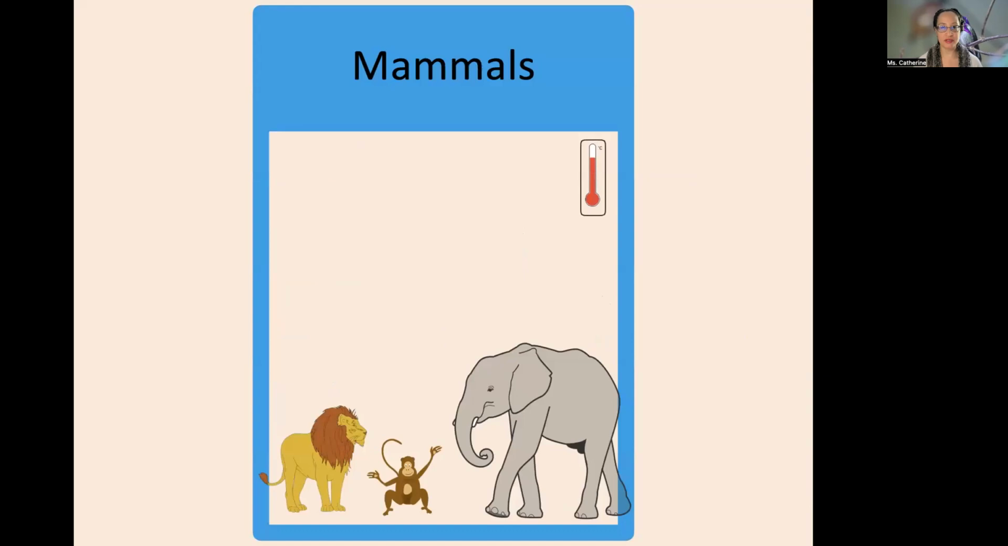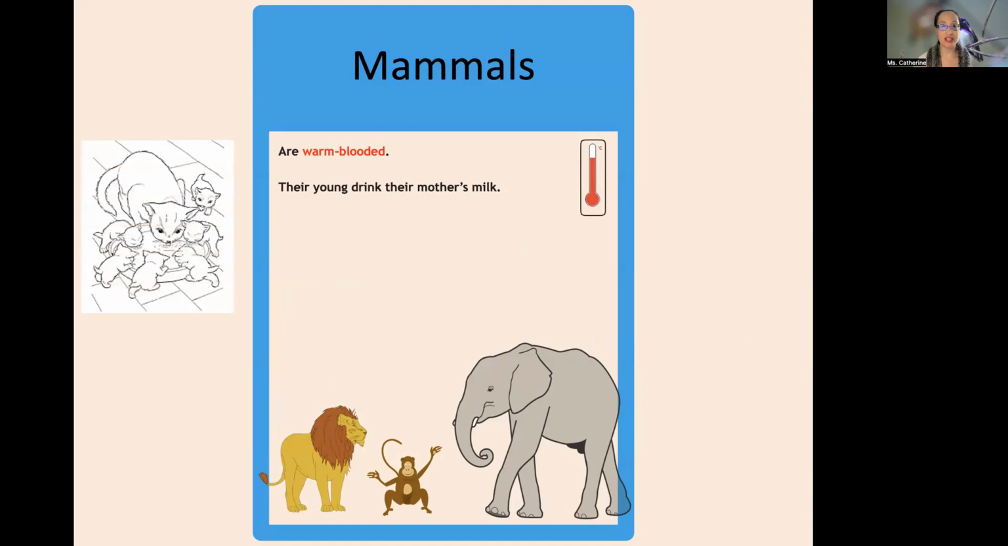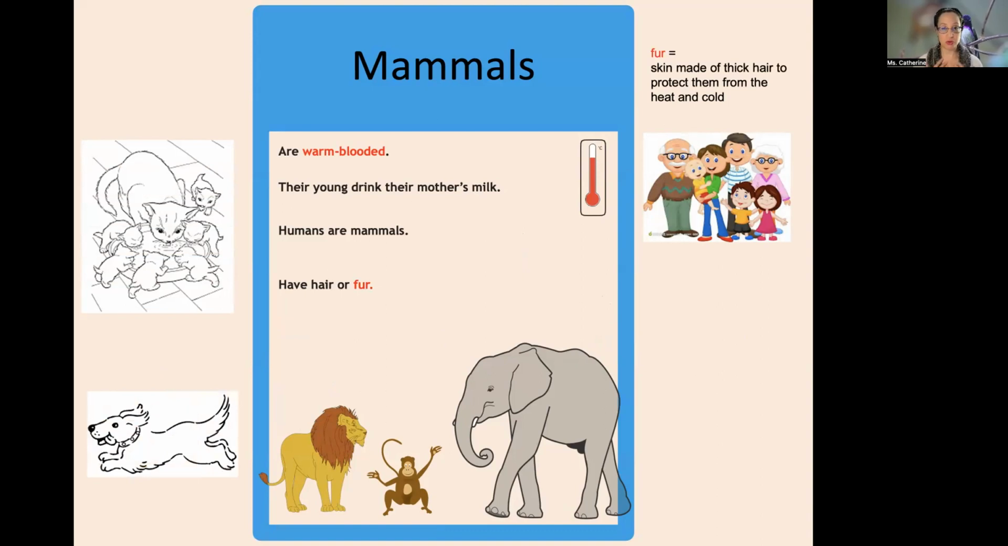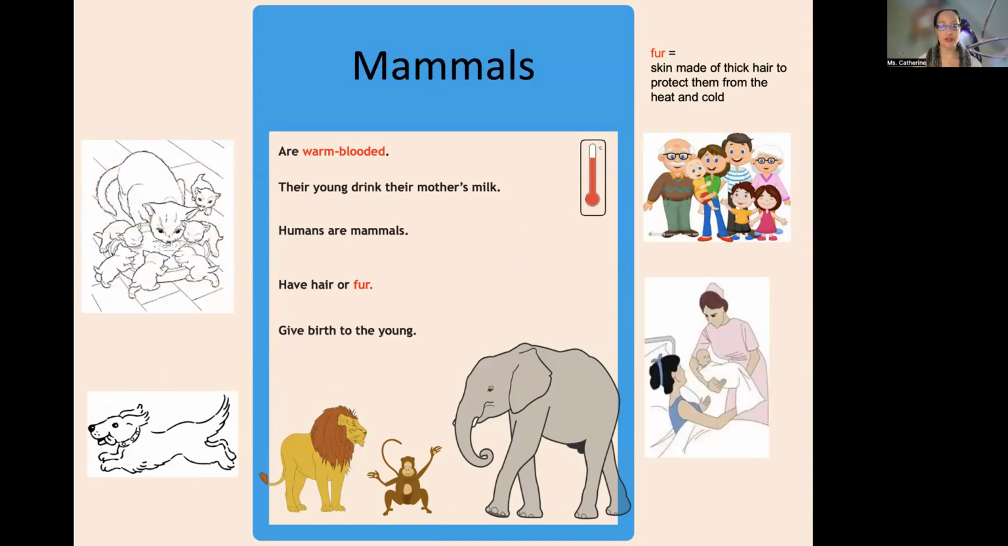Okay, mammals. They are warm-blooded. Their young drink their mother's milk. Okay, so these would be cats. Okay. The humans are mammals. We have humans here, just like me, just like you. They have hair, which would be us, or fur, as in the dogs or the cats. And they give birth to the young. So you notice here, they give birth to the young, such as humans, which is us, and cats or dogs.